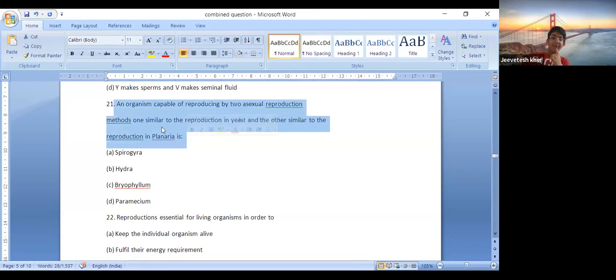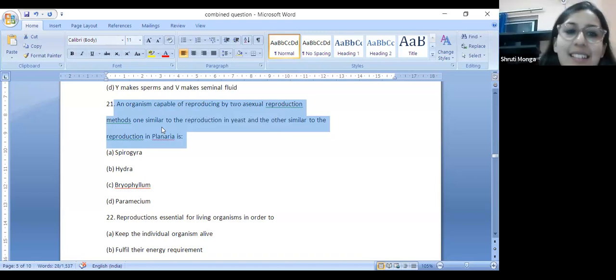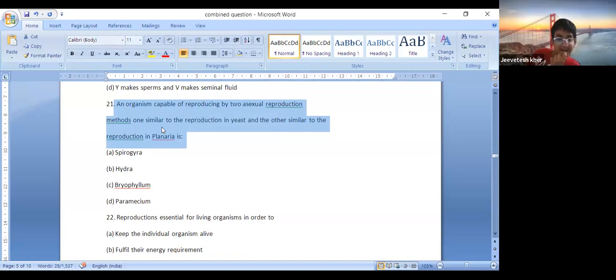Oh, yes, understood. Ma'am, it's option C, Bryophyllum. Bryophyllum, you are saying.